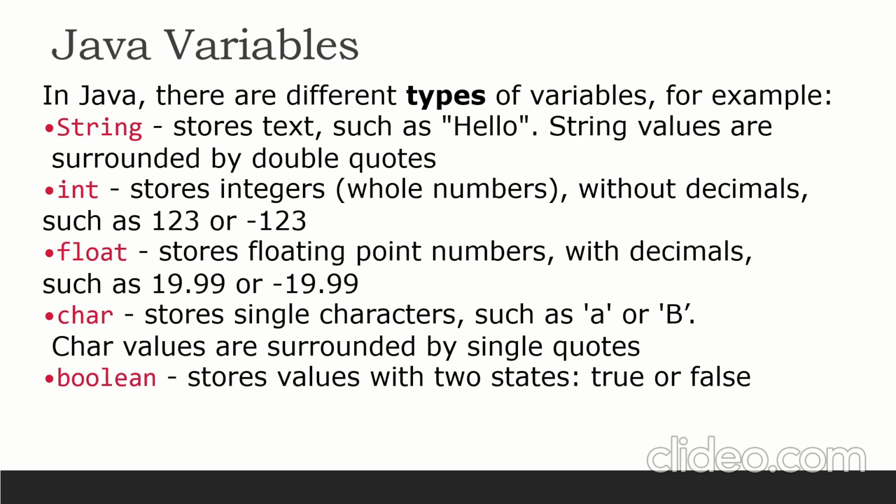So as you've already seen how to write a printf statement in Java, that's a basic program. Now let's go to the next topic, Java variables. So what is a variable? In Java, there are different types of variables. For example, the data types are string, int, float, char, boolean. So if you want to create a variable, you will be creating variables of these data types.